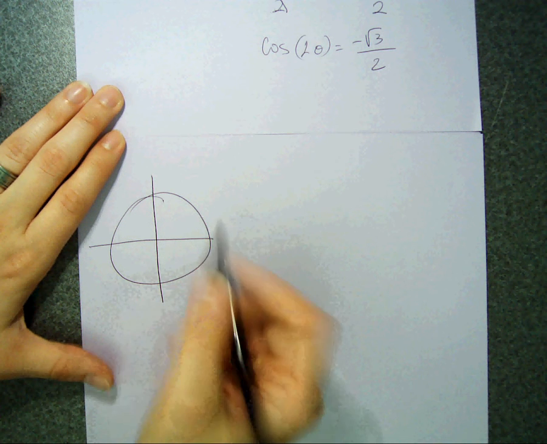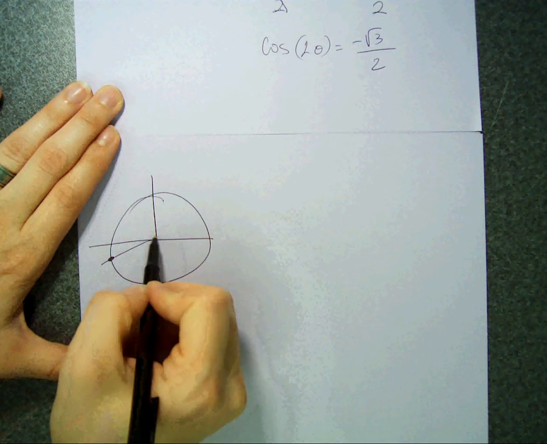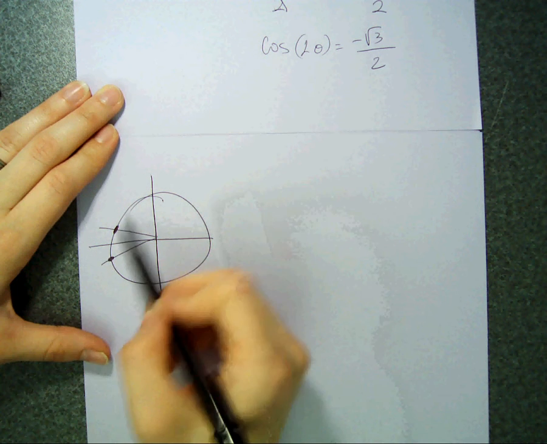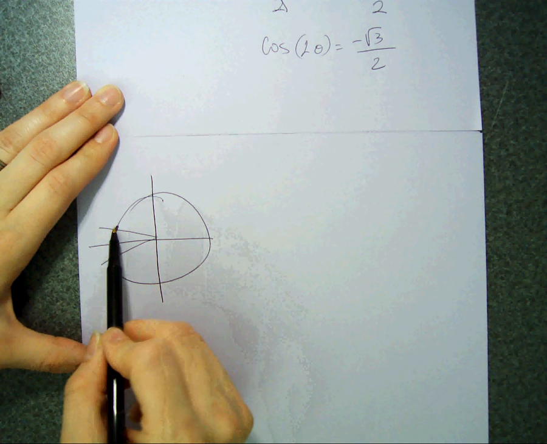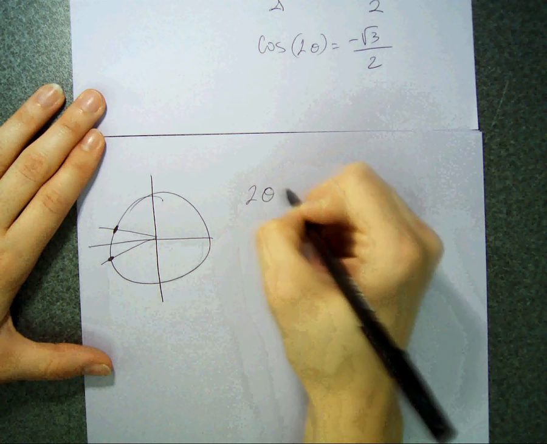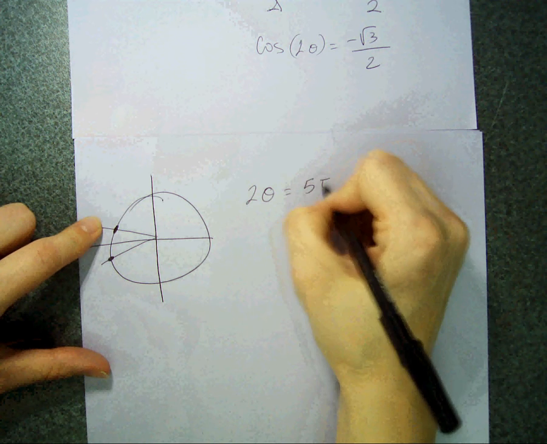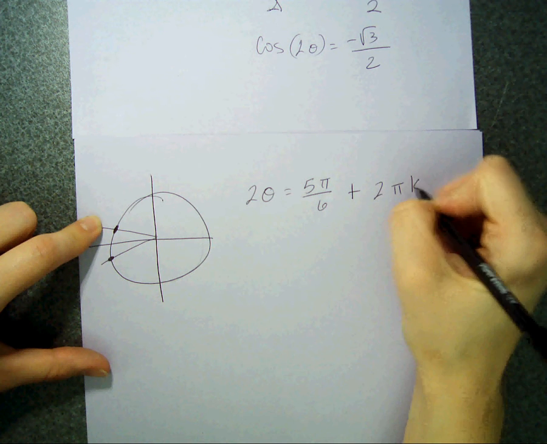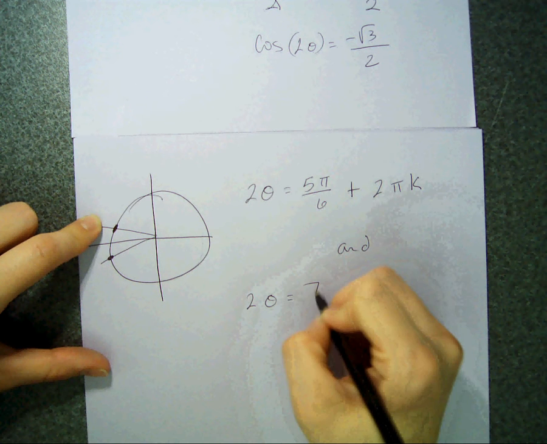And where else? 5 pi over 6. Right, these two values. The distance between my first and my second is definitely different than the second and the third. So I will have two different answers. So I will have 2 theta, because that's what's inside my parentheses, 2 theta equals 5 pi over 6 plus 2 pi k, and 2 theta equals 7 pi over 6 plus 2 pi k.